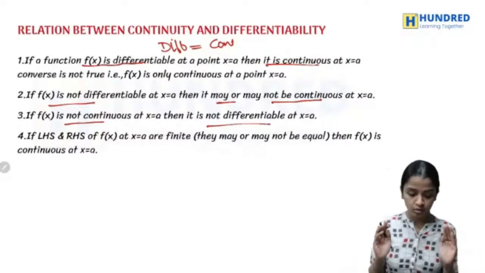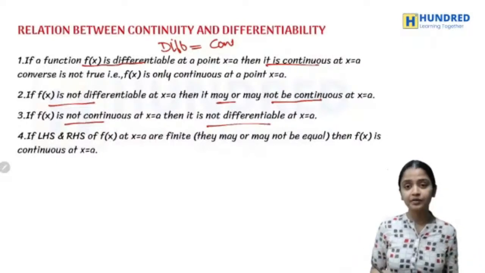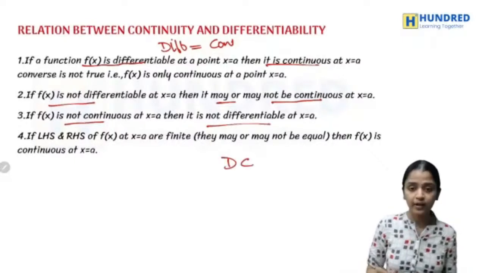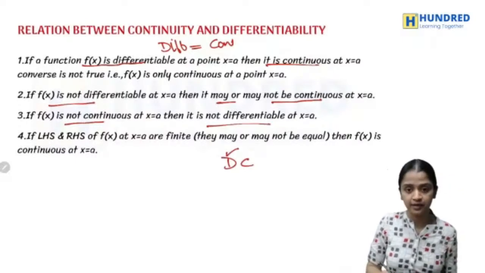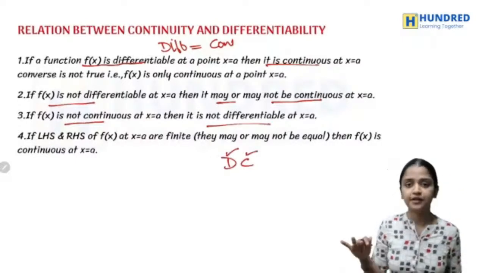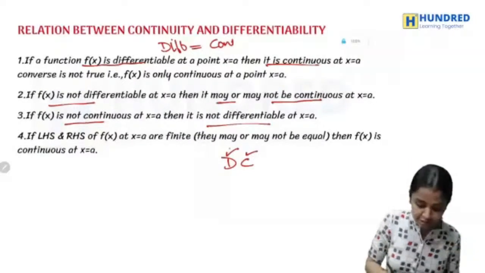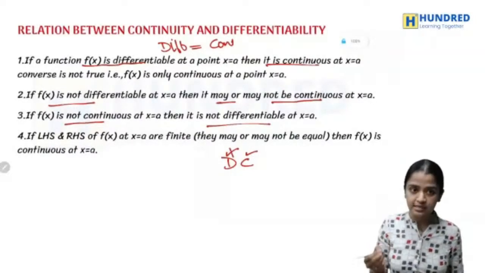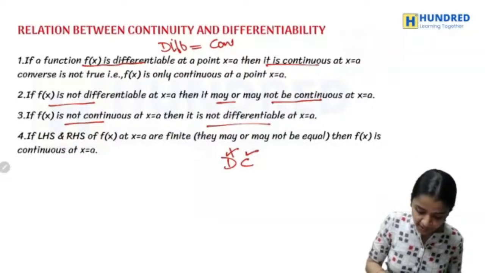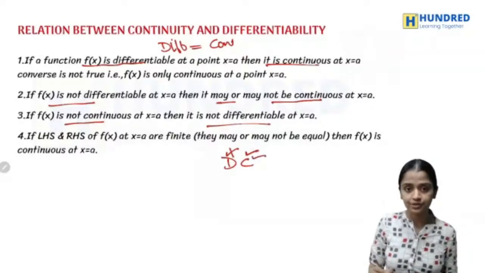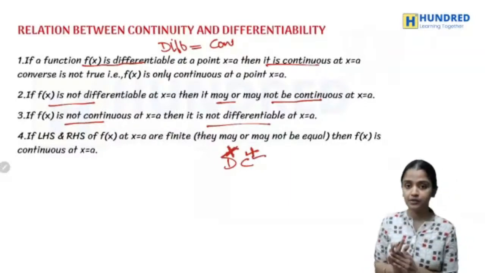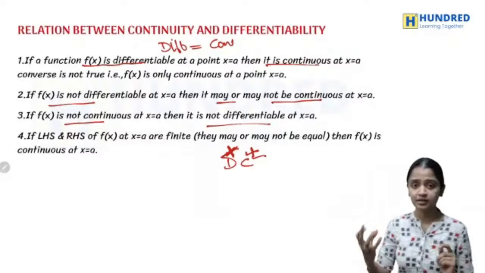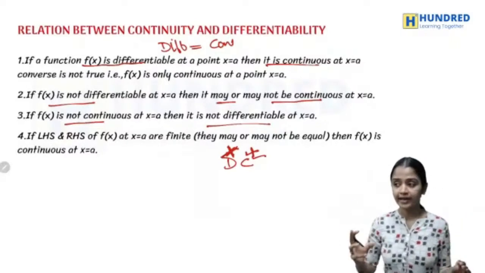Okay. So I think it will be confusing for you. For example, remember it like DC. So if it is definitely differentiable, then you can say it is definitely continuous. But if it is not differentiable, you can say that it may or may not be continuous. And if it is not continuous, then it is definitely not differentiable. So you have to remember this trick or shortcut for your exam.